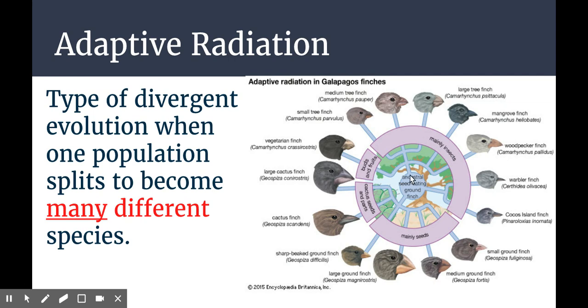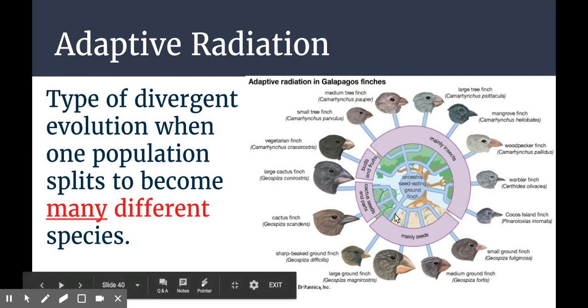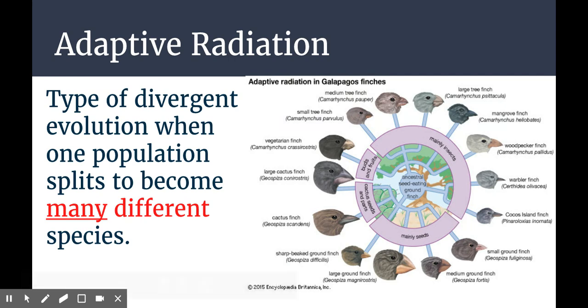What we're seeing here is adaptive radiation because it's one population splitting to become lots and lots of species all at once. Type of divergent evolution, but specific because it's like a burst. One sort of core population forming many species all at once.